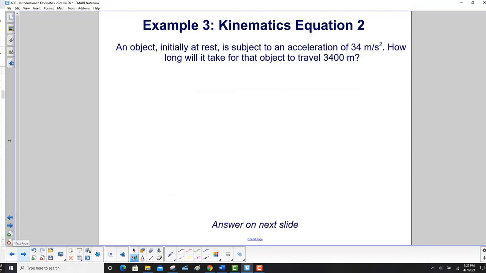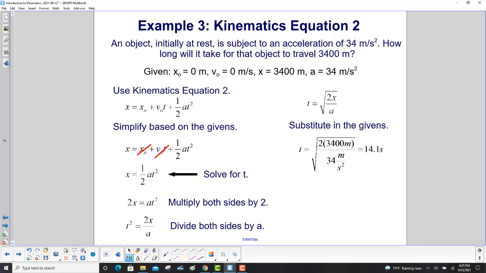Example 3. An object initially at rest is subject to an acceleration of 34 meters per second squared. How long, okay, we need to find time, will it take for that object to travel 3,400 meters? Let's write our givens. An object initially at rest, so that's v0 is 0 meters per second. We don't say if you started anywhere, so we'll just go ahead and assume you start at 0 meters. We have the distance we've traveled, 3,400 meters, and an acceleration of 34 meters per second squared.